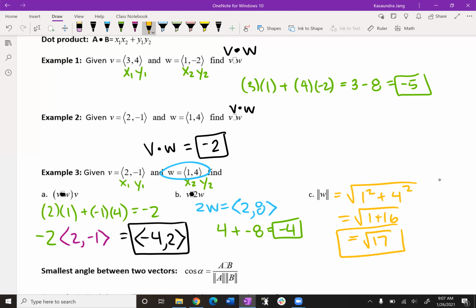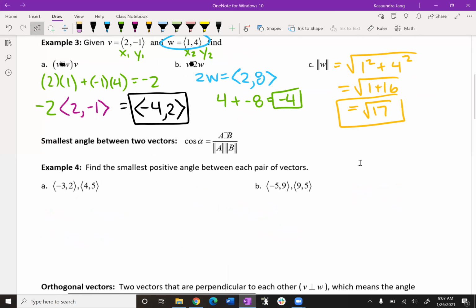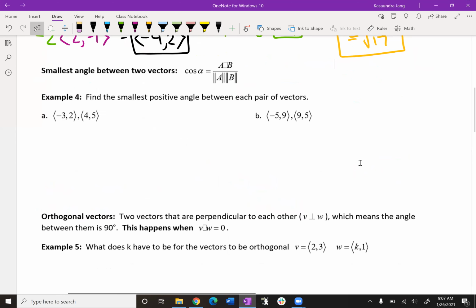All right. So I think the new stuff so far has been the dot product. Magnitude we've done before, multiplying by constants we've done before. I think the main thing in this section was the dot product, and we're going to step it up right here. Let's find the smallest angle between two vectors.